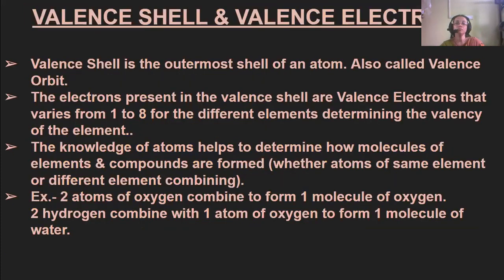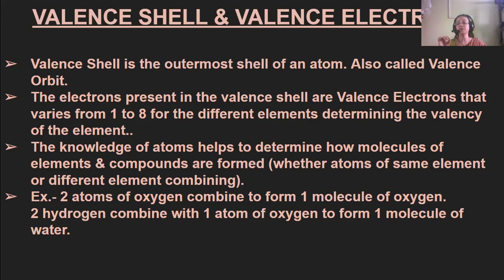Now, the valence shell is the outermost shell of an atom, and it is also known as the valence orbit. The electrons present in the valence shell are known as valence electrons, which vary from 1 to 8 for different elements, determining the valency of the element. So the number of electrons present in the valence shell will determine the valency of the element.